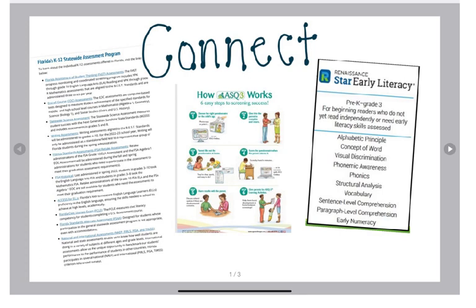And then the last photo that I put was of the Renaissance Star Early Literacy Assessment. And what is cool about this particular picture is that it does describe what the children are tested on during their assessment of STAR. So that is for Connect.